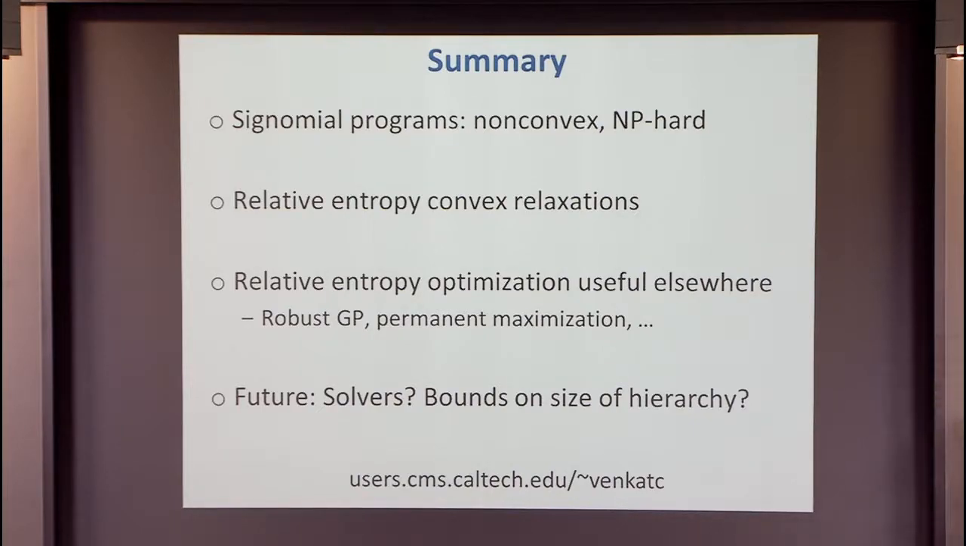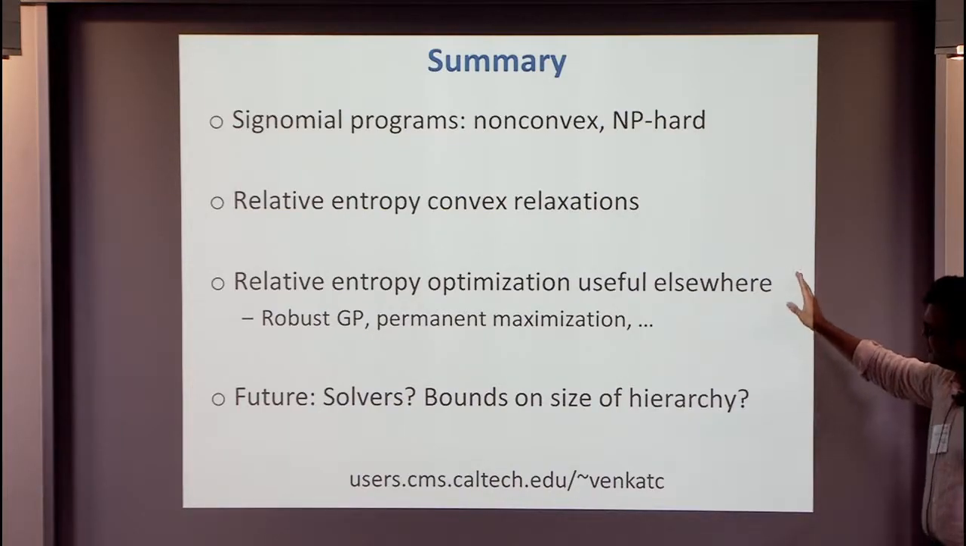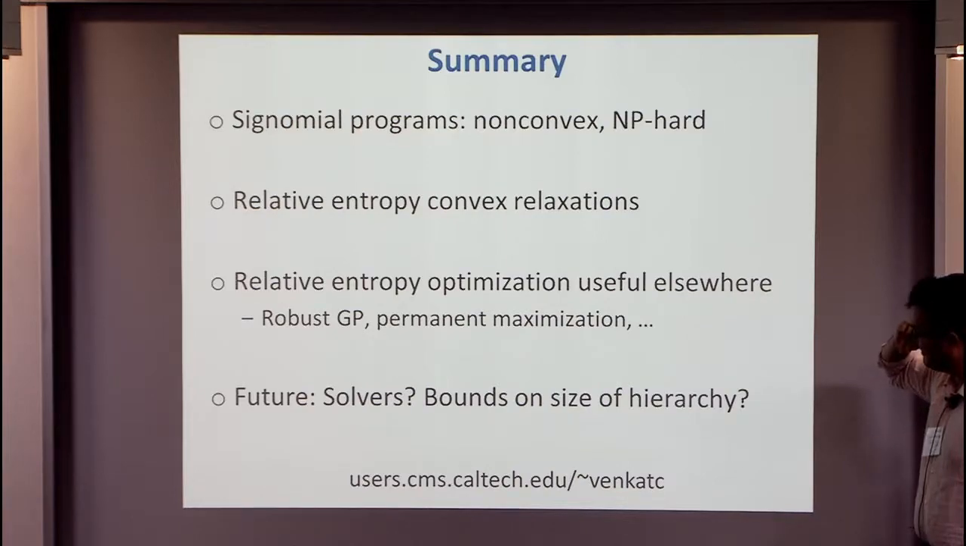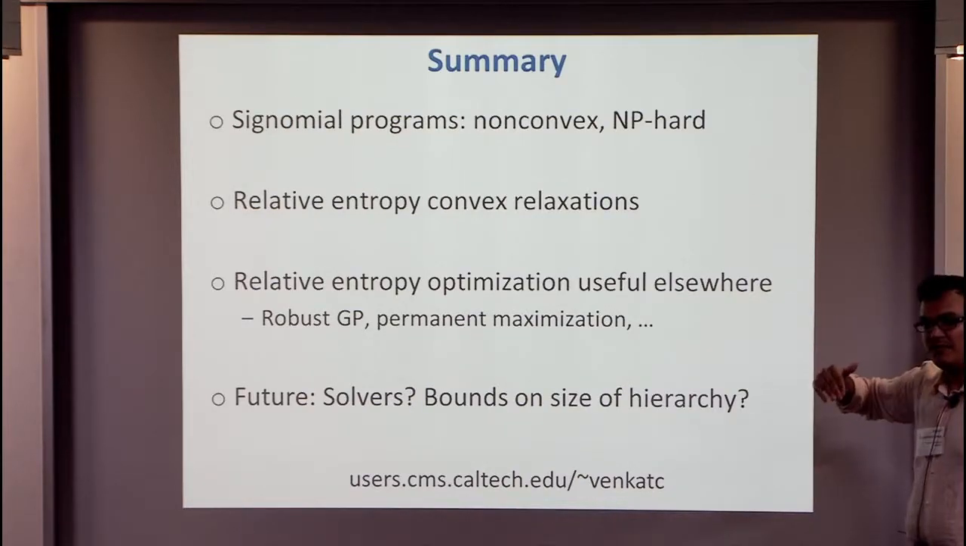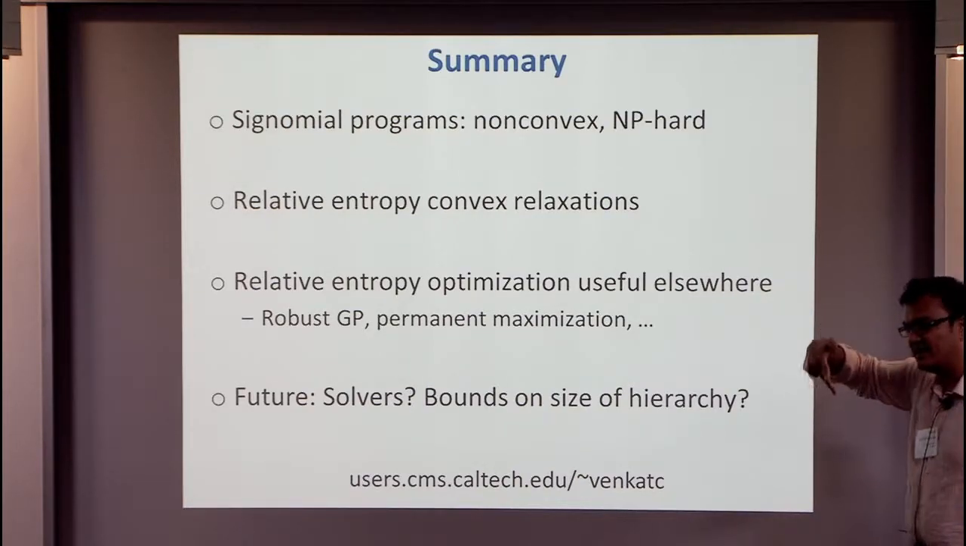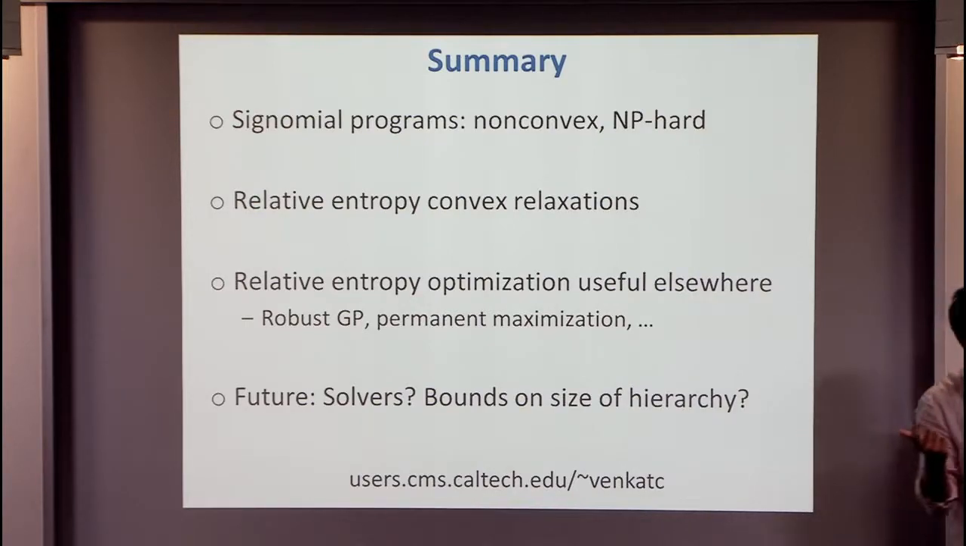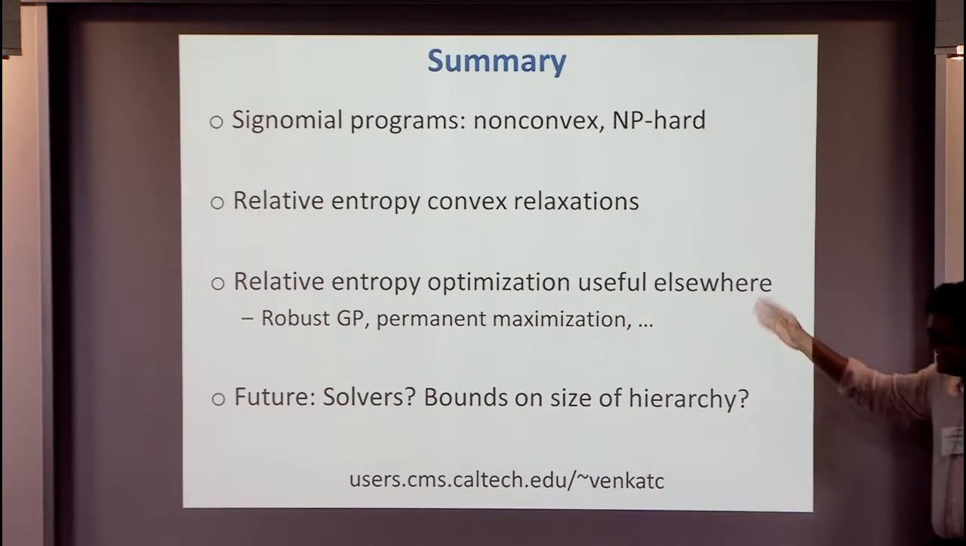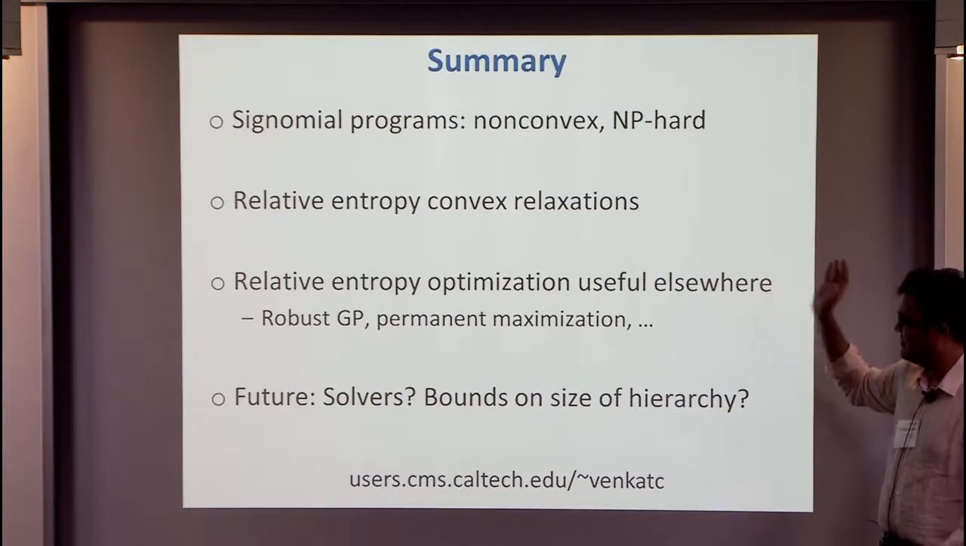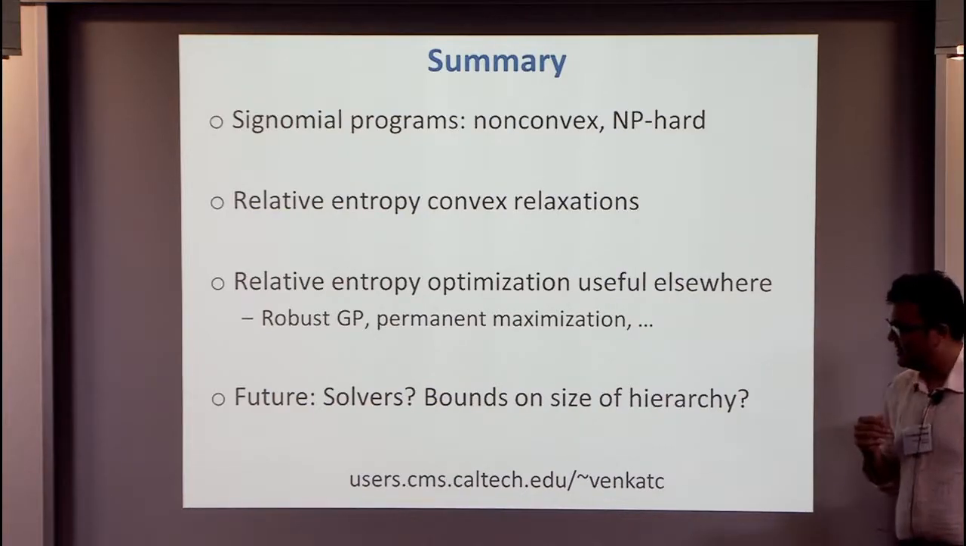So to summarize, I don't think I'll say much more. Maybe the one point I should mention is that relative entropy optimization, in the sense that we really exploit the joint convexity of relative entropy with respect to both arguments, ends up being useful in a bunch of other settings. I'm happy to talk about these offline. Thank you.